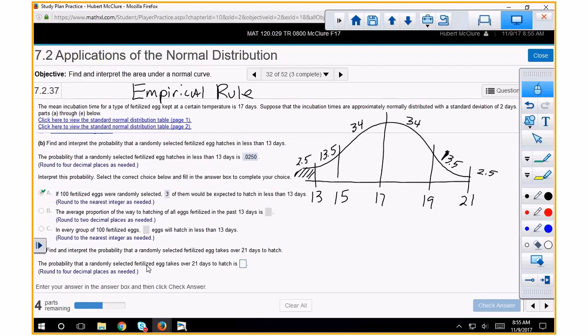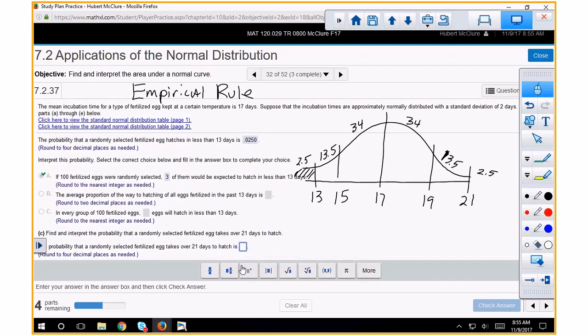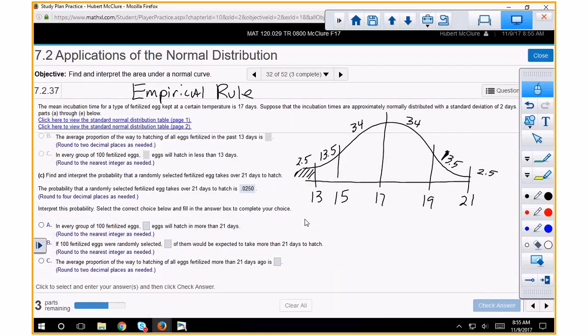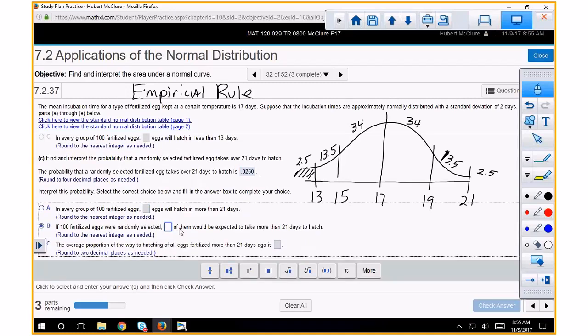Okay, find and interpret the probability takes over 21 eggs, 21 days. So that'd be 3 also. Oh, they want 0.0250. Really? They're going to ask the same thing? 3 of them would be expected.